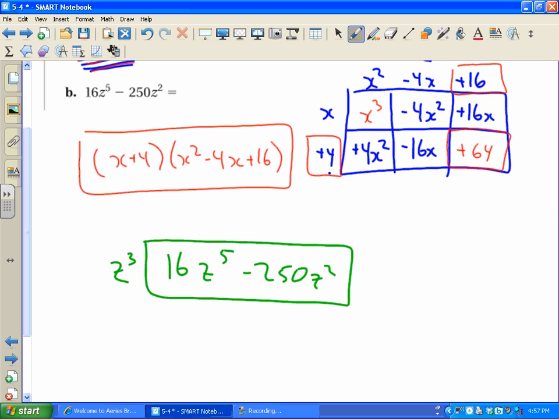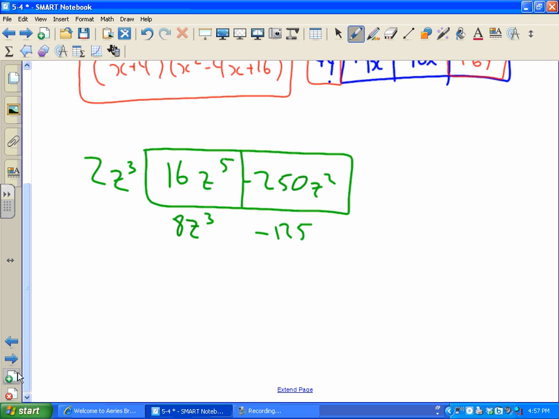I don't know if there's something in common with the 16 and the negative 250. We're going to take out a factor of 2 there. When I take out a factor of 2, that's going to leave me with 8z cubed. And let's see, that goes in, what do we got, 125, is that right? Minus 125. So I've removed my common factor. We did that in the previous problem. As I said, today is about factoring completely. So now we're looking at 8z cubed minus 125.